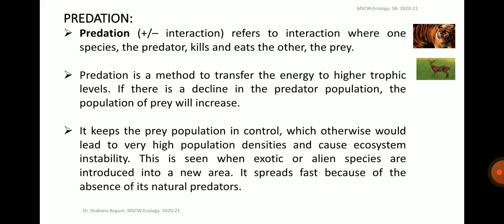If there is a decline in the predator population, the population of prey will increase. So, predation keeps the prey population in control, which otherwise would lead to very high population densities and cause ecosystem instability. This is seen when exotic or alien species are introduced into a new area. It spreads fast because of the absence of its natural predators.